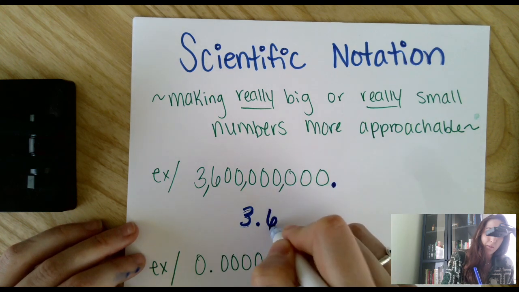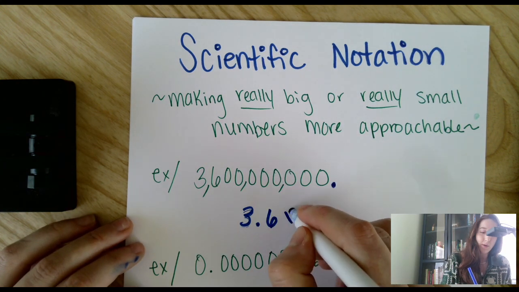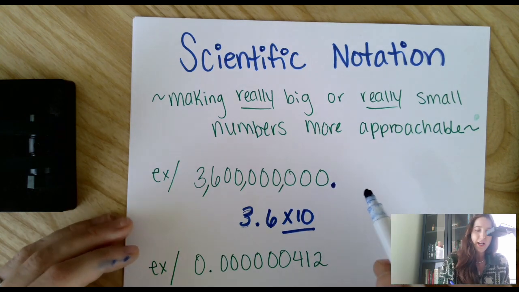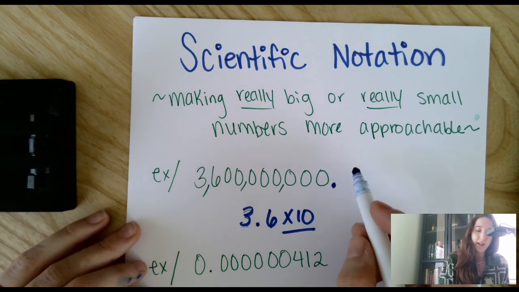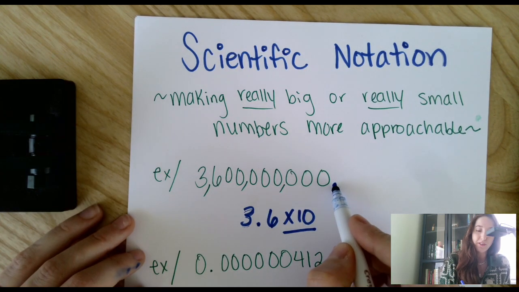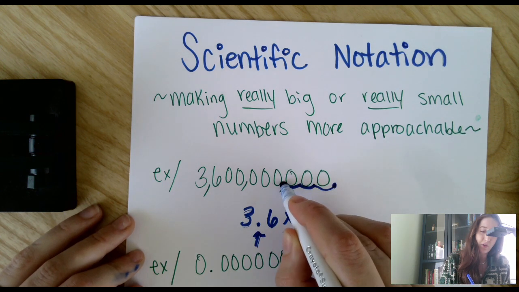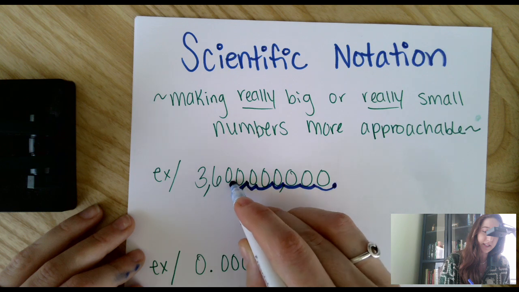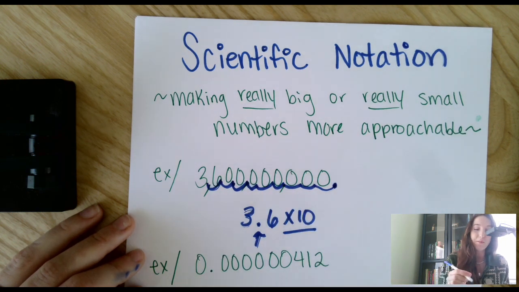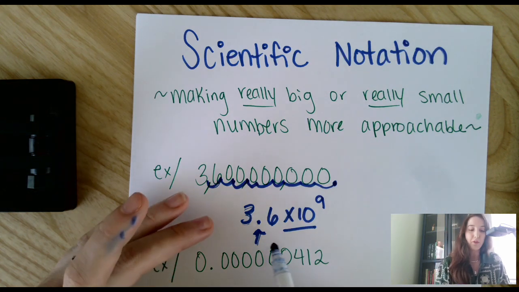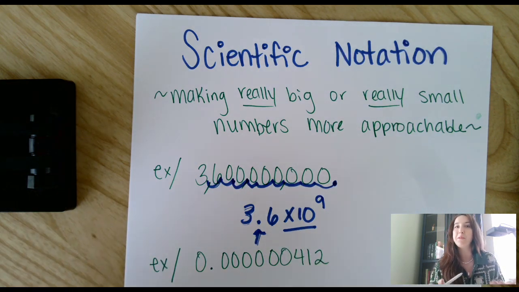So 3.6. Now, you always include this times 10 part. That is the form of scientific notation. And what's my exponent? Your exponent is however many times you have to move your decimal to make that number that you just created. So 1, 2, 3, 4, 5, 6, 7, 8, 9. I moved my decimal 9 times in order to create 3.6. So 3.6 times 10 to the 9th power would be my answer in scientific notation.